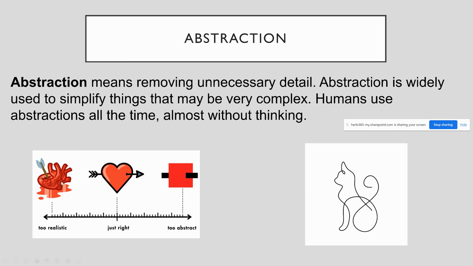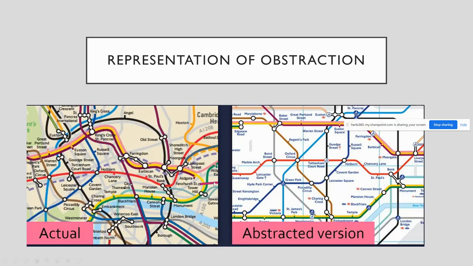So here, as you can see, the heart on the left is too realistic. By the way, this is still abstraction. Now, this is the just right abstraction. And then here to the right, as you can see, this is just a bit complex in terms of abstraction.